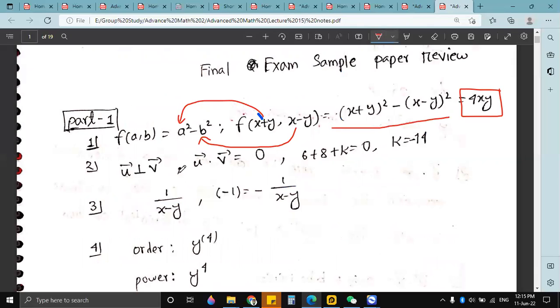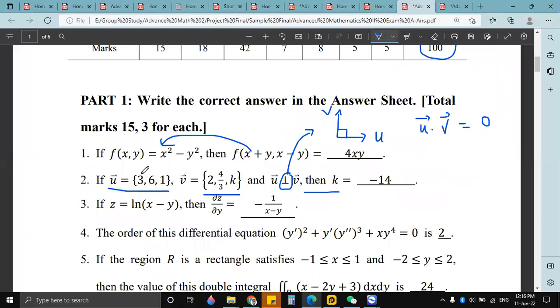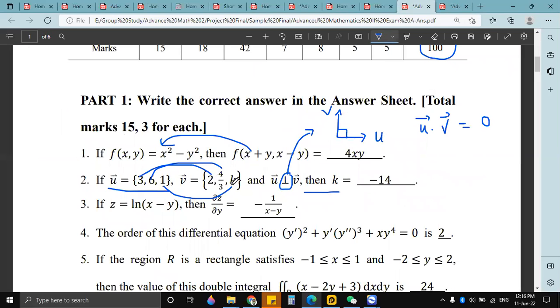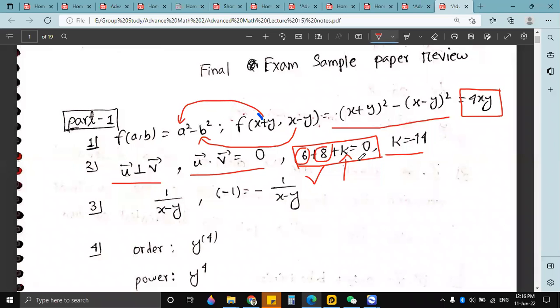So in this case, you see here I have written, if these two vectors are perpendicular or orthogonal, then their dot product is 0. So we find the dot product, and then we set it equal to 0. So then we get k is equal to minus 14. You just multiply the first x component, and then plus the y component, and then plus the z component. Okay, and then you will find this line. As you see, 3 multiply 2, that is 6. Okay, and then 6 multiply 4 by 3, that is 2, that is 8. So here is 6, and then plus 8, and then 1 multiply k, that is k. So we got k is equal to minus 14.